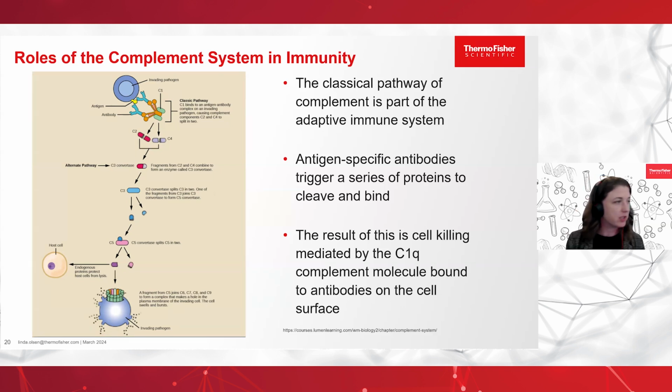So I will just highlight, if you can see in our image at the top, we have the invading pathogen, we have the antigen on the cell, we have the antibodies bound to it, and then we have our C1q molecule, which is bound, and from there, the cascade will continue until the cell can be killed.